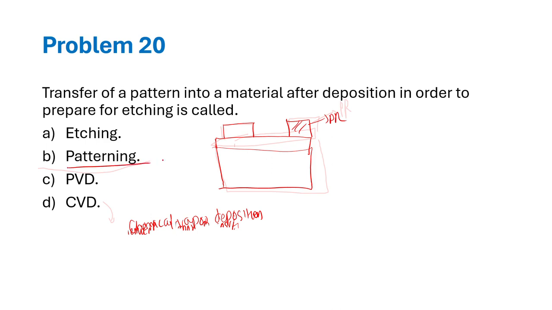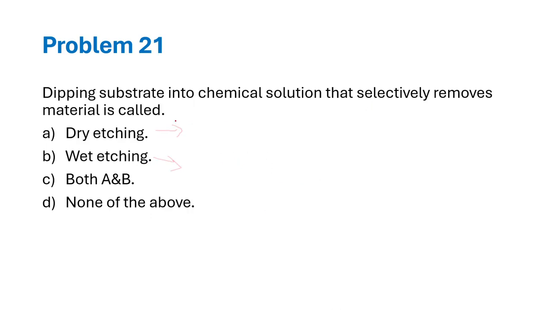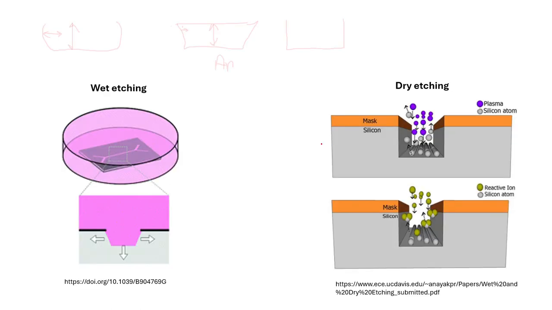Okay. So now we'll move on to the next question. Dipping substrate into a chemical solution that selectively removes material is called? It's wet etching. In dry etching, chemical reactions happen, but normally in the vapor phase, or we can use argon ions to bombard the substrate and remove the material.